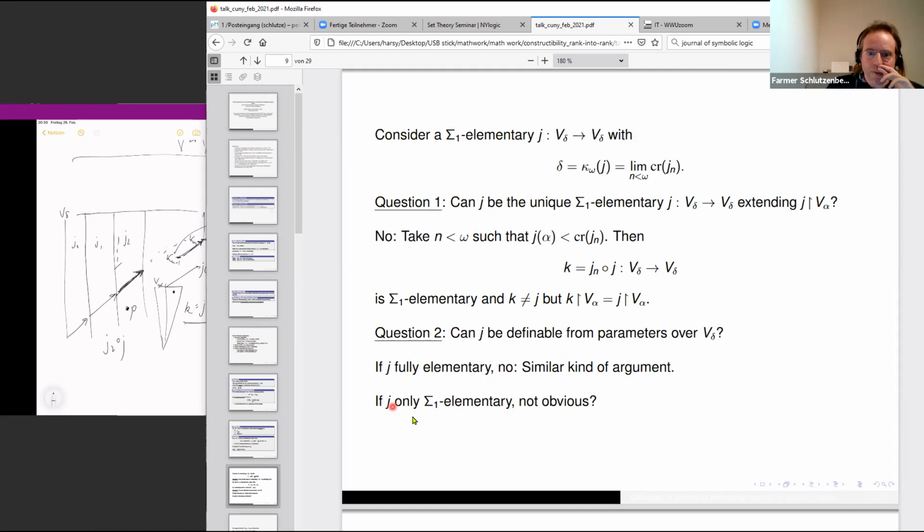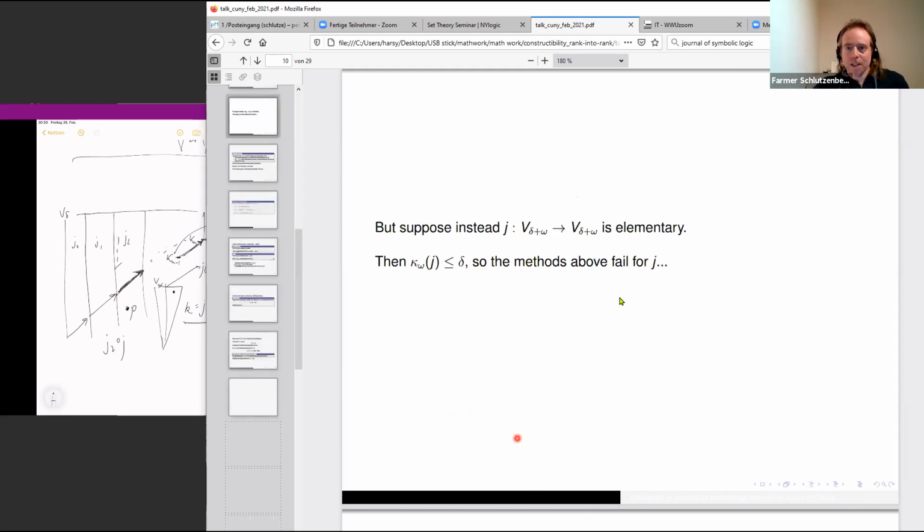That doesn't seem to work when J is only Sigma 1 elementary, because you've got the definition of J, and if J is of arbitrary complexity, then when you apply the J2, it might not be preserving what that is. But anyway, we'll deal with that in a moment. This just indicates that there are some easy answers in this case.